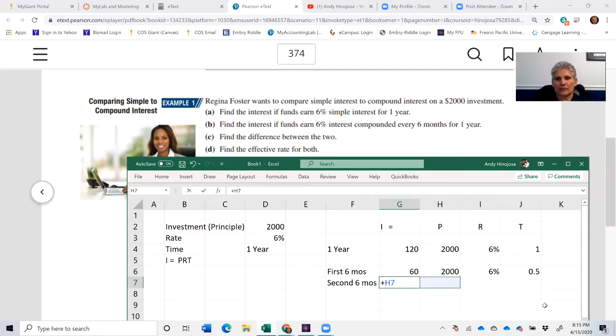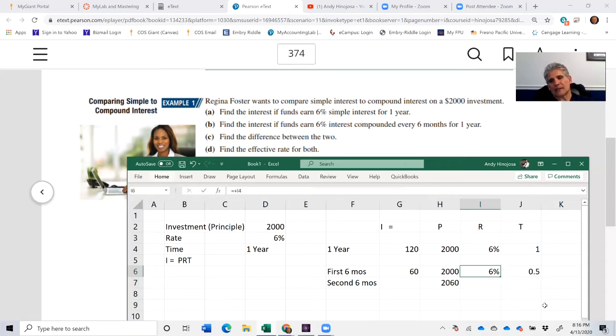We're going to take the $2,000 that we started off with, and then we're going to add to the principal the $60 that was earned in the first 6 months. So now in the second 6 months, the principal is really going to be $2,060. In the second period, the principal is going to be different now. This principal is going to be the original principal, but we're going to add to that the interest that we earned in the first 6 months. That's going to be the compounding effect that we're learning right now.